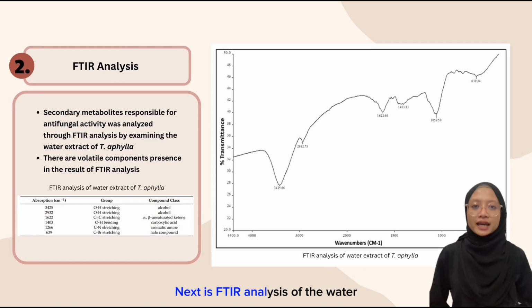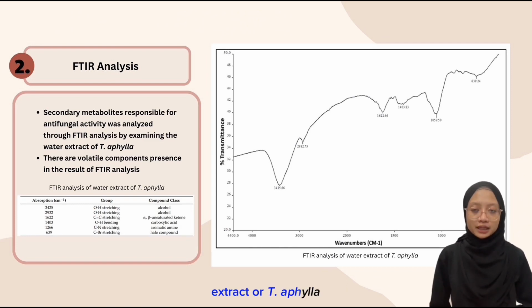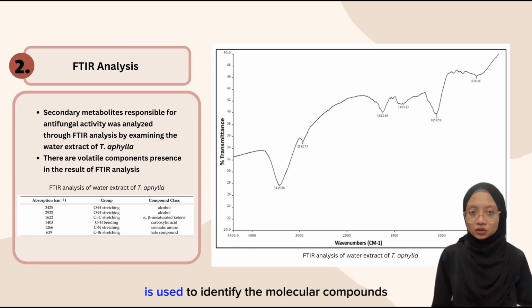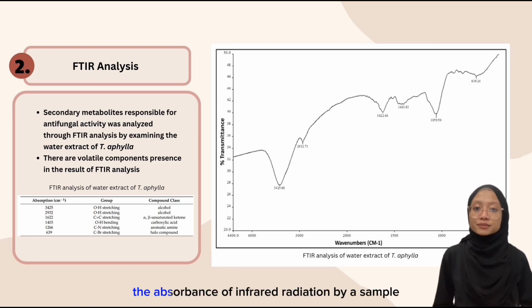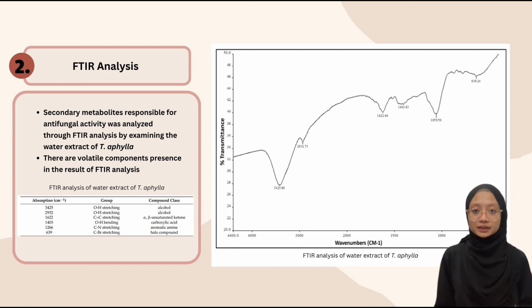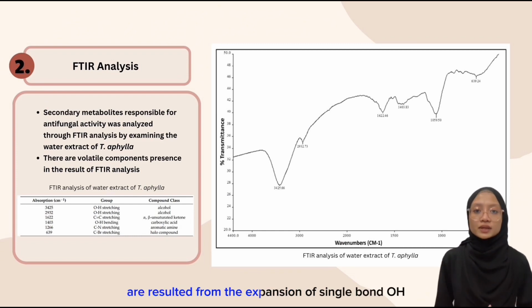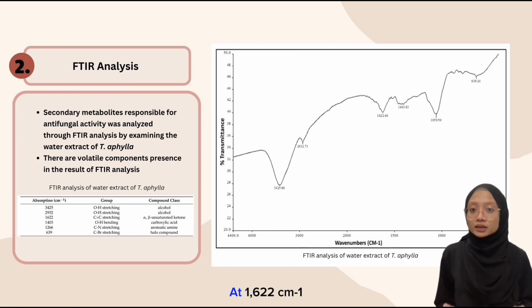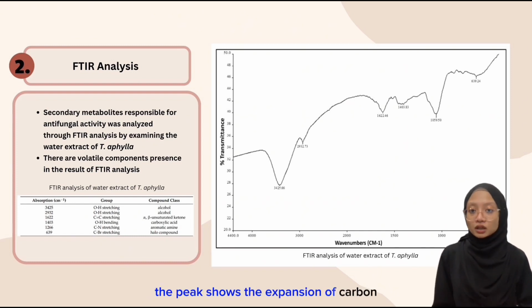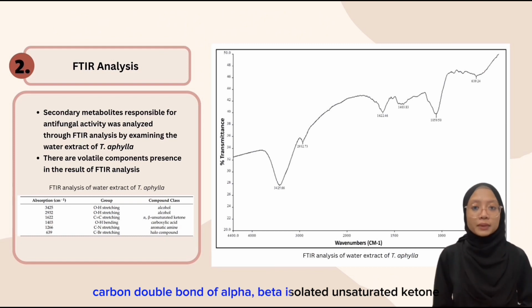Next is FTIR analysis of water extract of T. aphylla. FTIR analysis is used to identify the molecular compounds. This analysis works by measuring the absorbance of infrared radiation by a sample. From the results, wide peaks at 3,422 cm^-1 and 2,932 cm^-1 result from the stretching of single bond OH. At 1,622 cm^-1, the peak shows the stretching of the carbon-carbon double bond of alpha-beta unsaturated ketone.